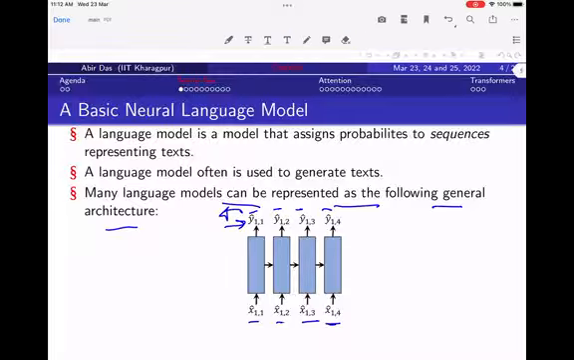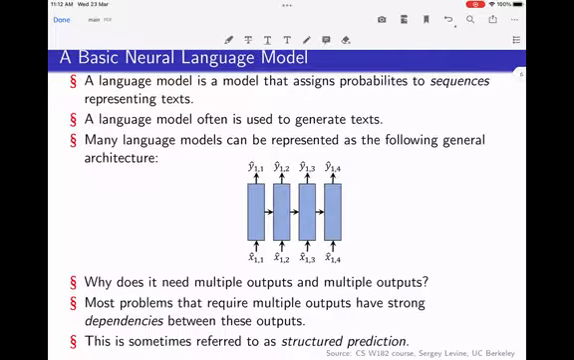So there are basically these two ways. And language models can be represented as this general architecture. It is more general, we'll make it more specific as we go along. Now, we see that there are multiple outputs. We can understand that it's a language generation, that is, a sentence generation model. This is the first word, this is the second word, third word, and so on.